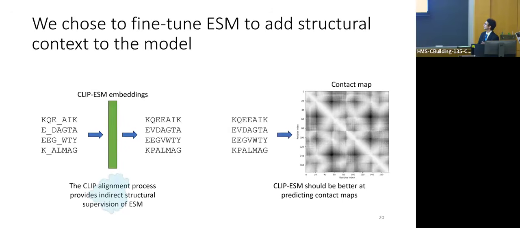So we wanted to know if the contacts that you get from a CLIP fine-tuned version of ESM would be better than the baseline ESM. That's going to be one of the first benchmarks that we use to see whether or not this training process has worked. Have we improved the underlying ESM model?